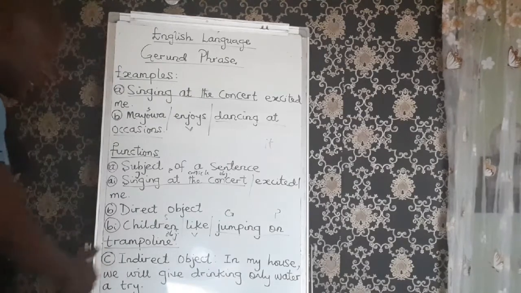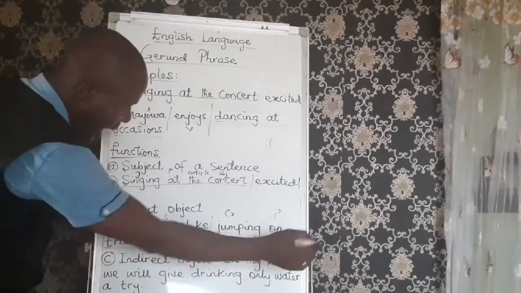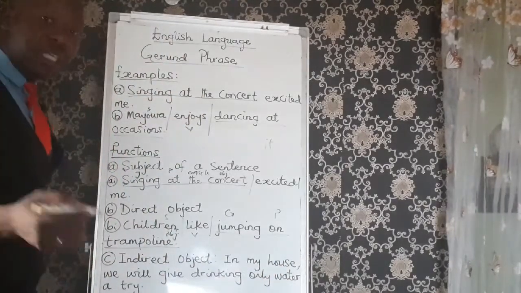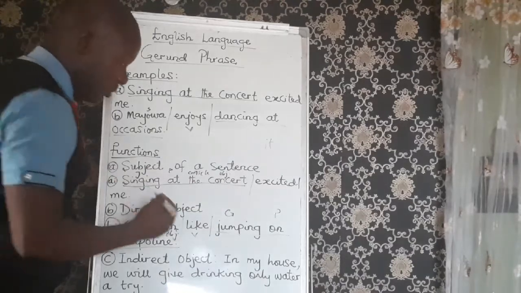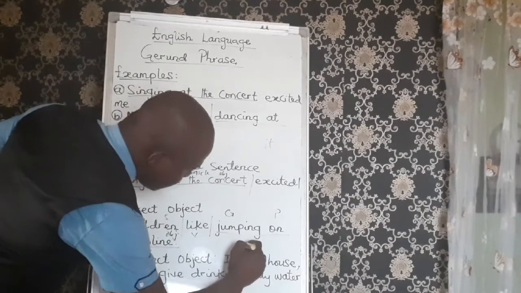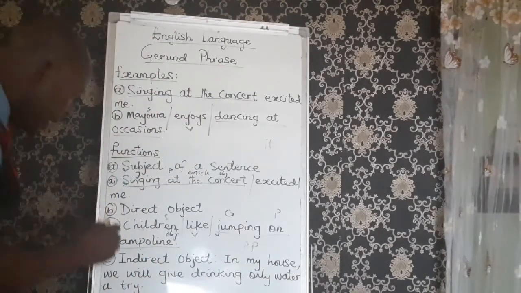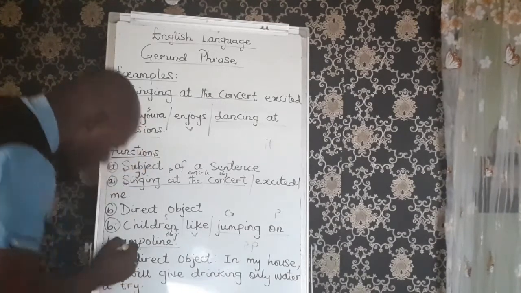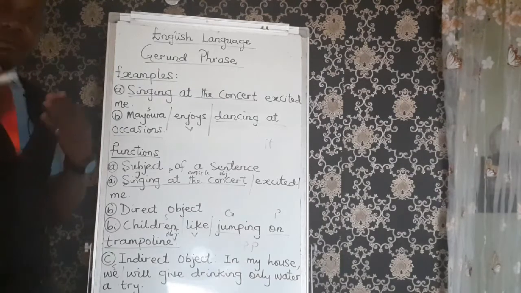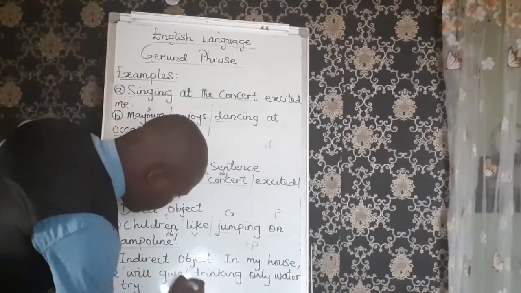Now let's analyze the sentence. In my house is a prepositional phrase functioning as an adverbial. Where? In my house. Now we is the subject. That's the person performing the action, myself and my household. Will give is the verb there.